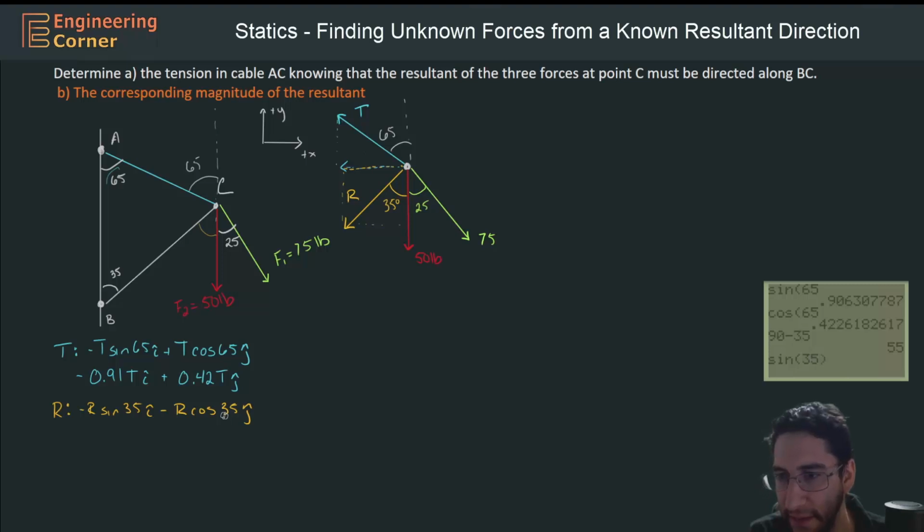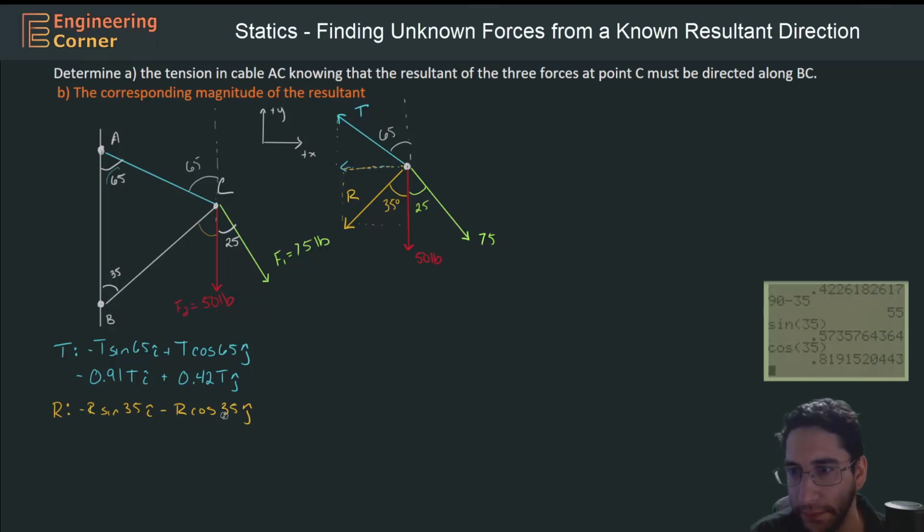Sine of 35, cosine of 35. So this is minus 0.57r in the i component minus 0.82r in the j component.